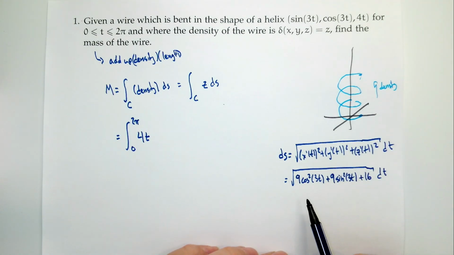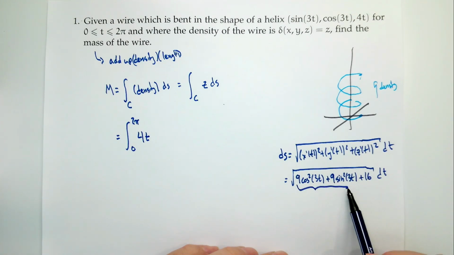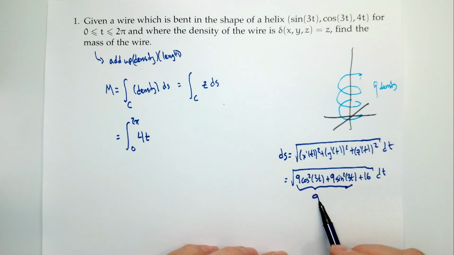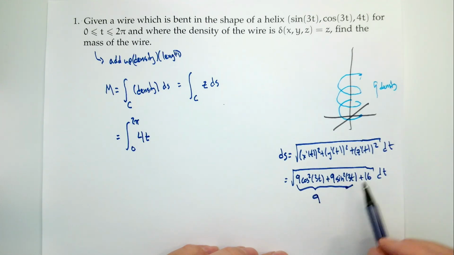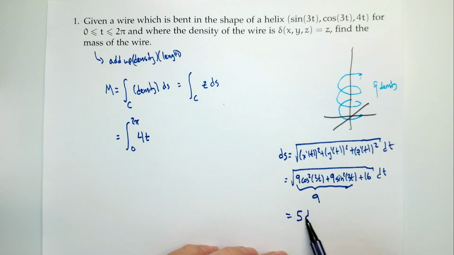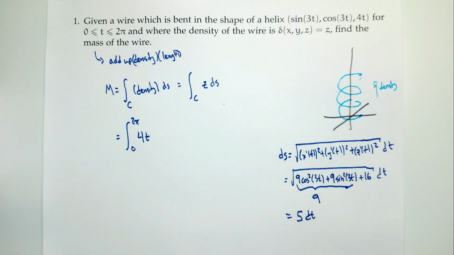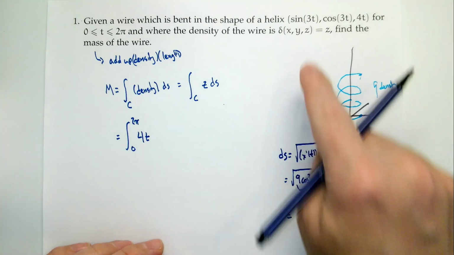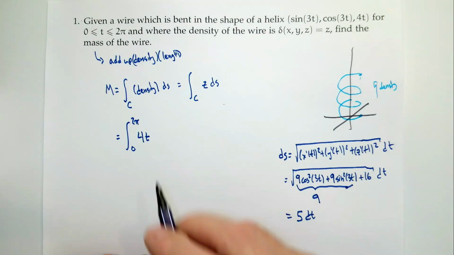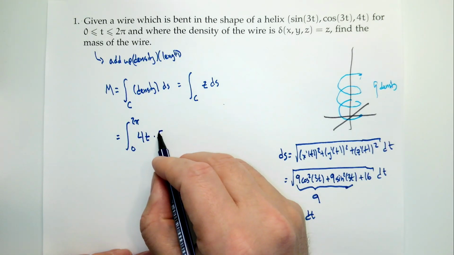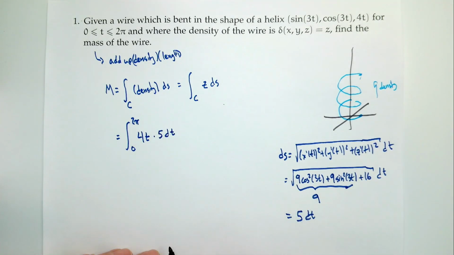Well, what do we have here? Well, notice 9 times cosine squared plus 9 times sine squared is just 9. 9 plus 16 is 25. And square root of 25 is 5. This is one of the reasons why we like the helix. It's because when we talk about the little pieces of curve length, it turns out to be very nice. At least if you're using a really reasonable parameterization, namely one involving the sines and cosines. So ds is 5 dt.